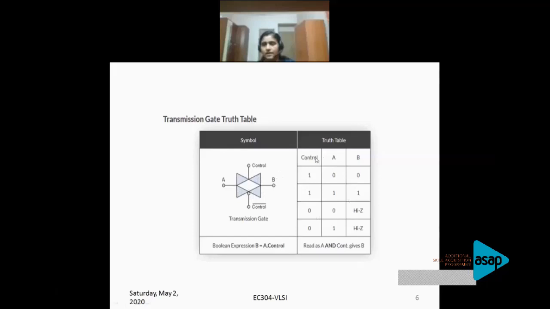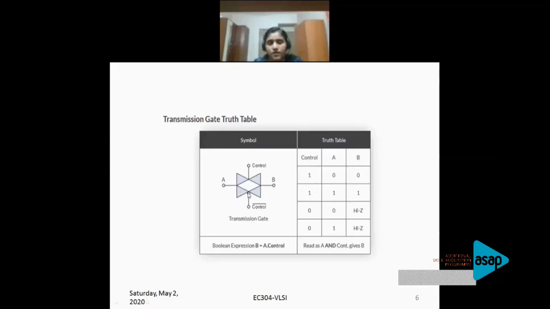Let's look into the truth table. I have control, the input A, and the output B. Control is my gate signal. Only when the control signal is active, that is when it is 1, your input is transmitted to the output. What happens when control is 1? You have two cases, because the input A can take two values, 0 or 1.